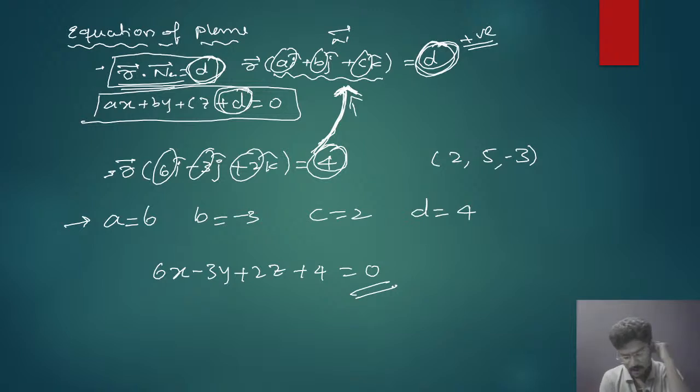So in the vector form, the D value, they will not give negative. Don't worry. They can give negative only in Cartesian form. Don't worry about it. Okay. In the vector form, the D value will always be positive. Don't worry about that.